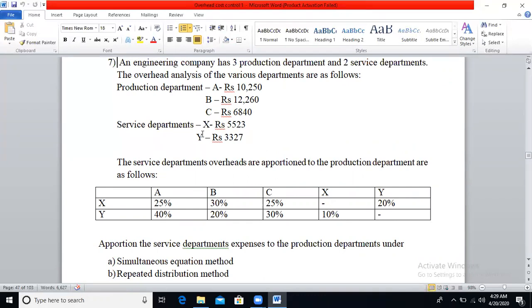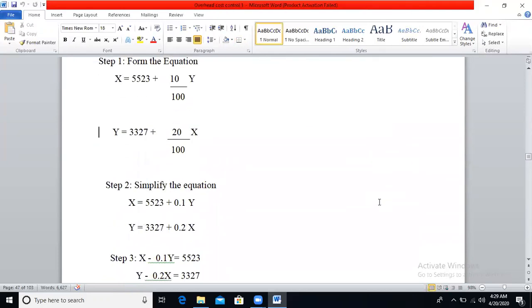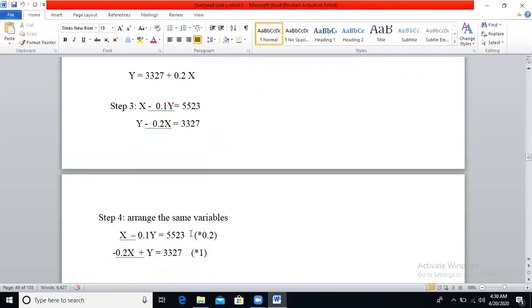Like that, form the Y equation. Y is equals to total of Y 3,327 plus 20% of X. So now the equation will be X is equals to 5,523 plus 10% of Y, and Y is equals to 3,327 plus 20% of X. Simplify the equation. So X is equals to 5,523, 10% means 0.1Y, and Y is equals to 3,327, 20% means 0.2X.